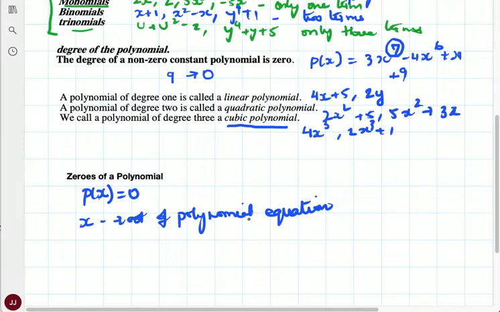When we have an expression, we can equate it to 0. For example, let's say we have the expression 4x plus 5. We can equate it to 0 and find the value of x, which is minus 5 by 4. So x is the zero of the polynomial or the root of the polynomial equation. We obtain zeros of the polynomial by equating it to 0.